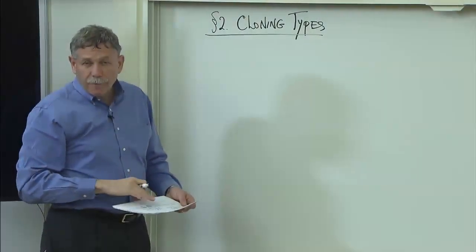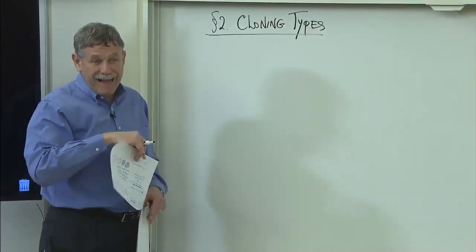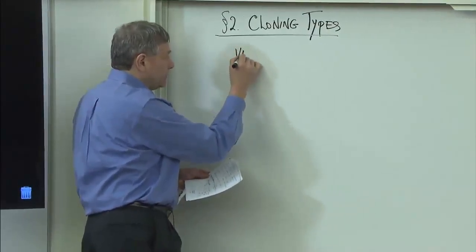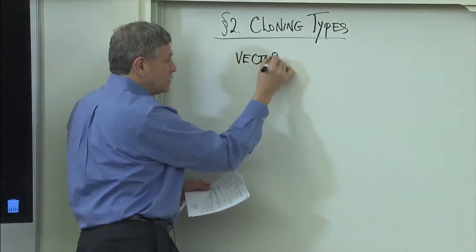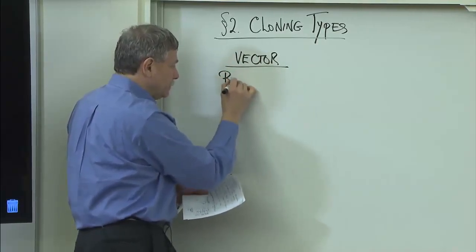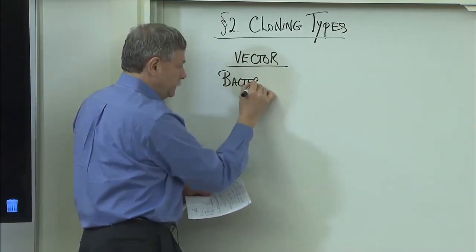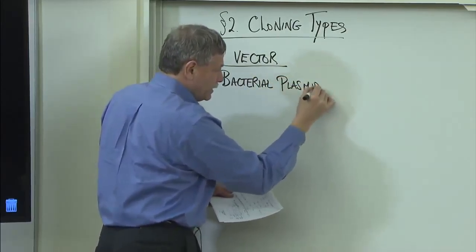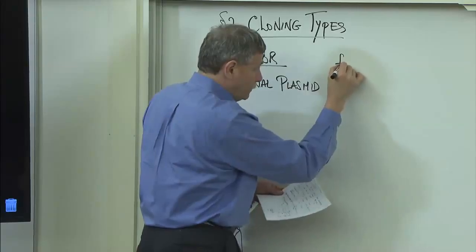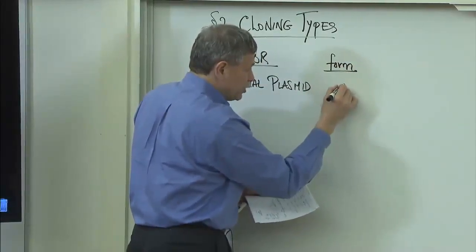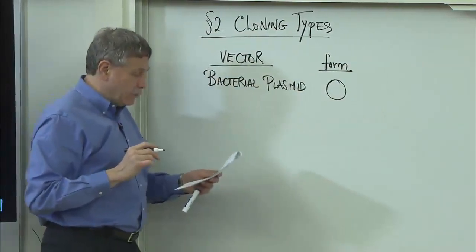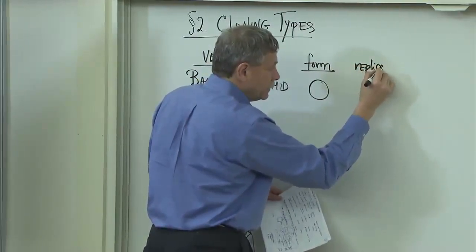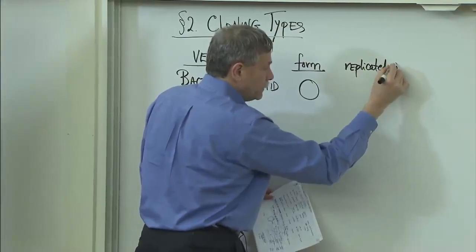I've talked so far about cloning in a bacterial plasmid, right? We said we had our vector, which was a bacterial plasmid, a small circle that propagates in bacteria. Its form is circular, and it grows, or is replicated in bacteria.